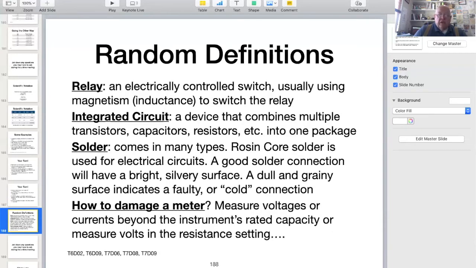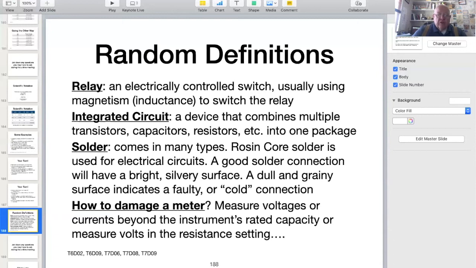Scientific notation is all fine, but here's a change of pace, some random definitions. Relays are electrically controlled switches which use magnetism to switch the relay. Relays come in several flavors, including normally open. When the magnet is switched on, the relay closes until the magnet is switched off. Normally closed, which is the opposite of normally open. AB relays, connected to the A side until magnetized and then connected to the B side until the magnetism is removed. And then there are latching relays. When they switched, they stay in the switched position until switched again.